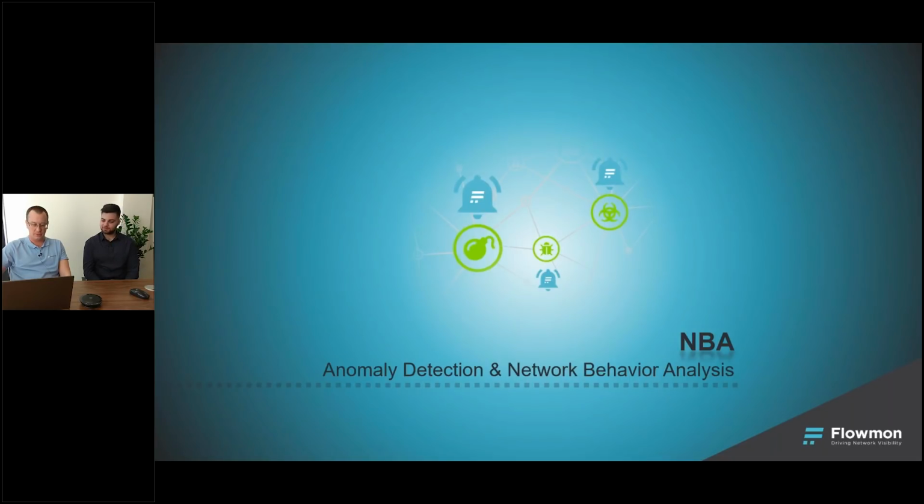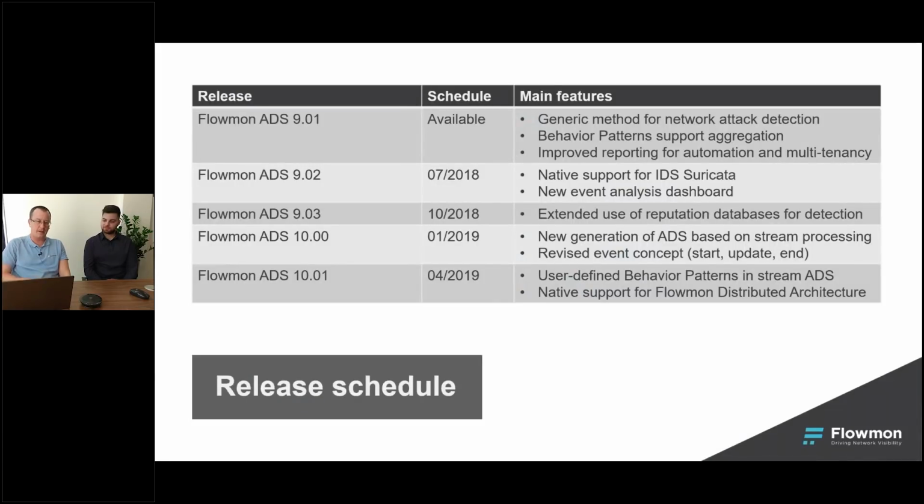Okay, so I'll probably jump into the network behavior analysis. This is the release schedule. What you can see at the moment is that the latest version is ADS 9.1, where there is this functionality of user-defined behavior patterns that I mentioned at the beginning. The next release in front of us is 9.2, where we want to make changes in the user interface, in the way we present events. And we also want to introduce support for the intrusion detection system Suricata. That's a sort of extension to the network behavior analysis capabilities.